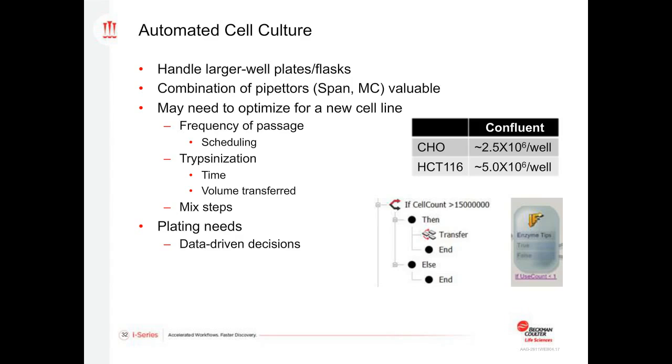Another consideration is the plating needs. One of the nice features of the biomech is that you're able to do data-driven decisions. So for example, if your cells haven't grown as much as you thought they might and you're already in the middle of passaging them, you can just have some if-then statements indicating that if you don't have a high enough number of cells to do your cell plating, you can just go ahead and passage them and push that off for another couple days without wasting all the plastic.